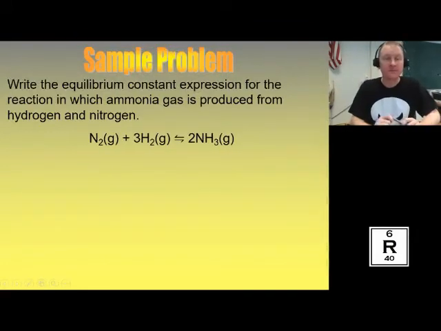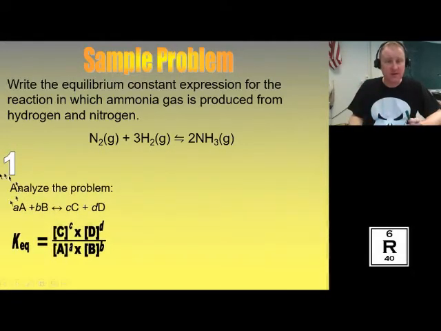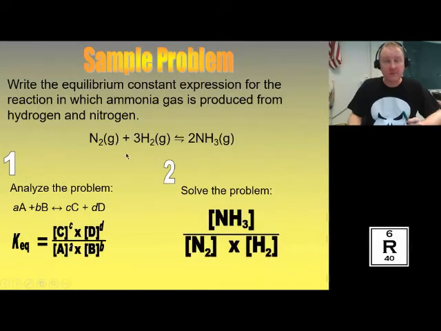Sample problem. In this question, let's just practice with putting this together. Write the equilibrium constant expression for the reaction in which ammonia gas is produced from hydrogen and nitrogen. So nitrogen and hydrogen react together to make ammonia. To do this, let's go back to our notes on the hypothetical reaction. We set it up like this. As we set this up with our actual reaction, the products are going to be the numerator. So my product is ammonia, that's going to be my numerator, and our reactants are going to be the denominator.